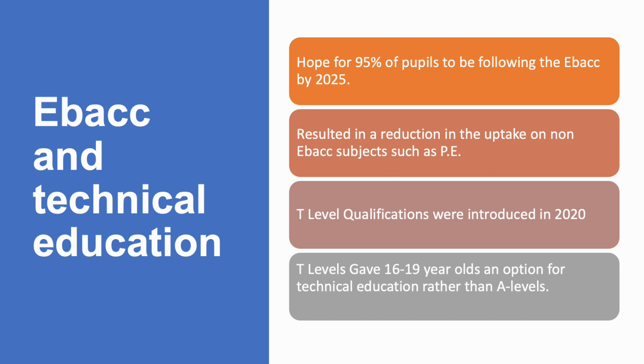At a curriculum level, we've seen a shift from the GCSE towards the Ebacc, and the Tories hope that 95% of pupils are going to be doing the Ebacc by 2025. There are claims that that might reduce diversity in the curriculum as non-Ebacc subjects like PE get axed in favour of Ebacc subjects.